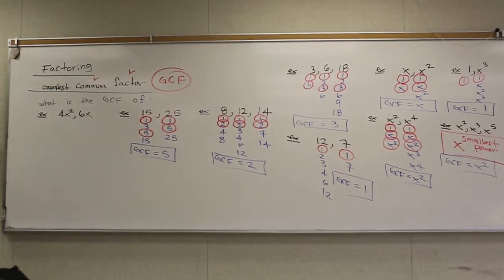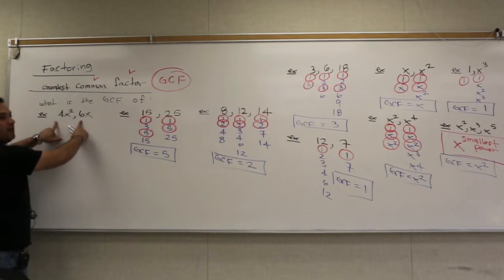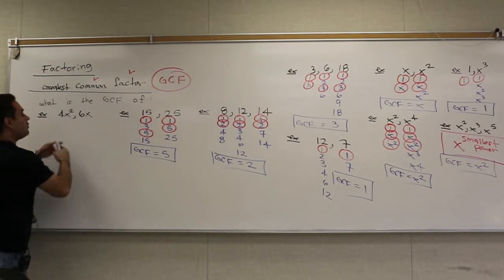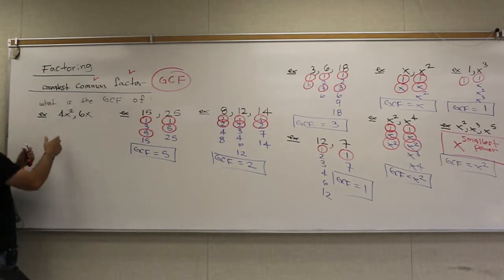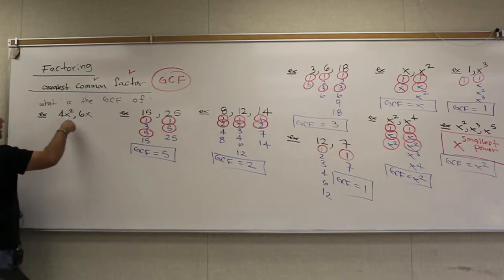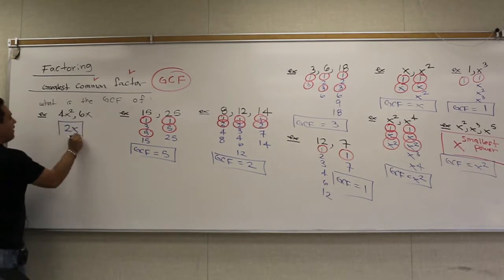Yeah, you want to do them separately. Do the numbers first and then do the letters. So what's the greatest common factor of 4 and 6? You guys already told me. It's going to be 2. What about x squared and x? Greatest common factor is 2x.